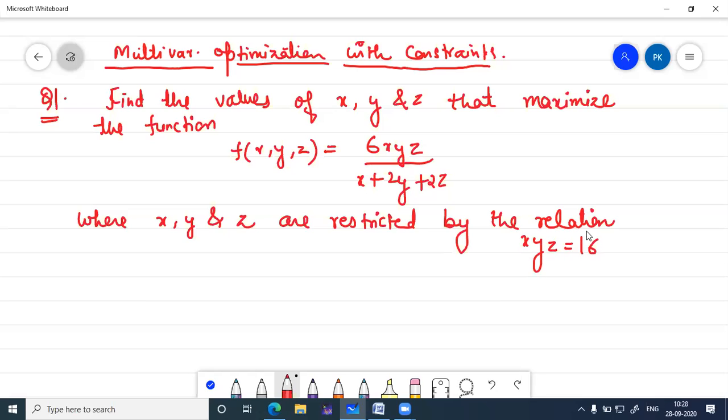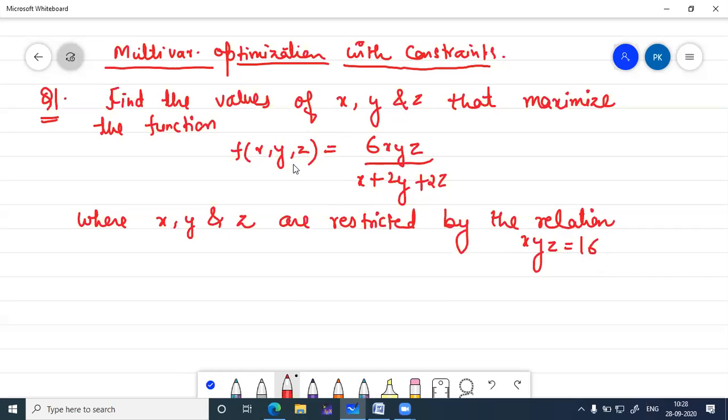So we have an objective function जिसको मुझे मैक्सिमाइज करना है, values find out करनी है x, y, z की, and the equality constraint here is xyz is equal to 16. So what we have to do, मैं यहाँ से इसको substitute कर दूंगी value find out करके. I am taking x is equal to 16 by yz and substituting that value in my objective function.